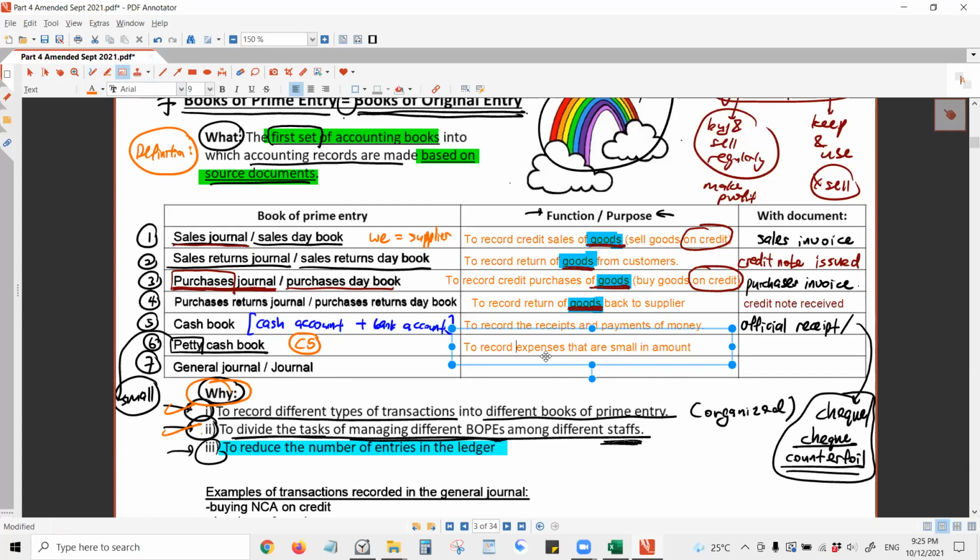Sorry, left out a word. To record business expenses that are small in amount. Okay, and then the document, you write together with me.